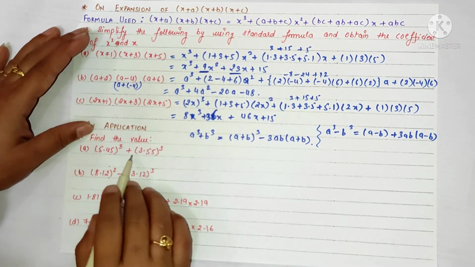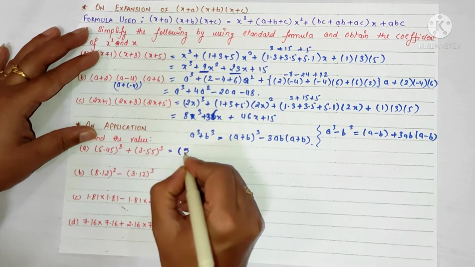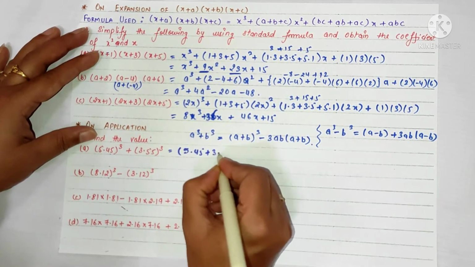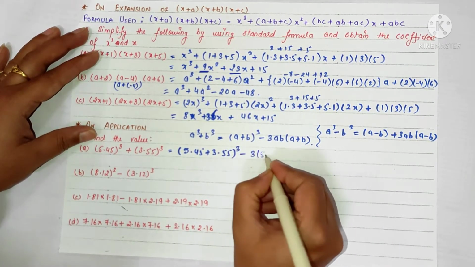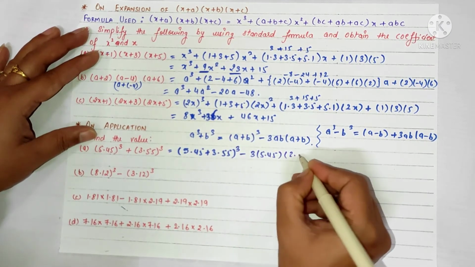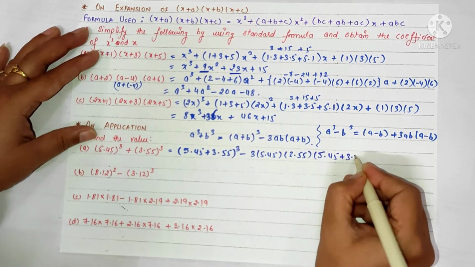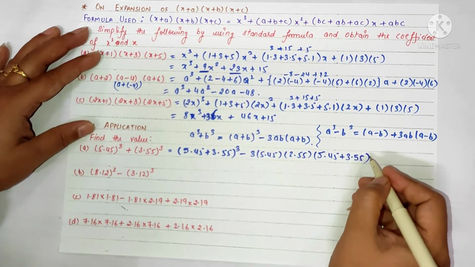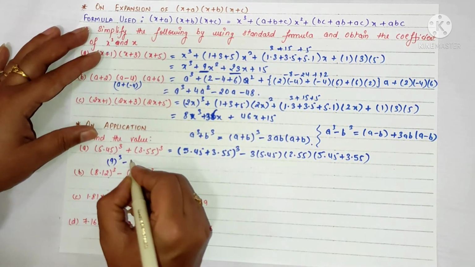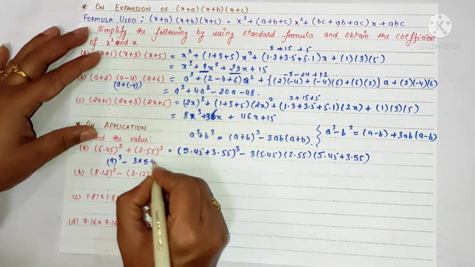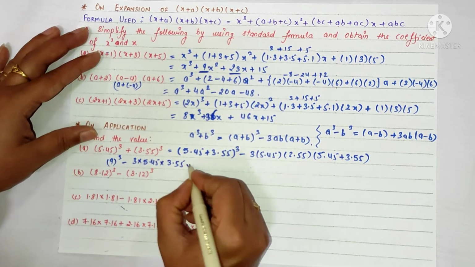So I'll split this as a cube plus b cube. So here we can write this as 5.45 plus 3.55 whole cube minus 3 into 5.45 into 3.55 into 5.45 plus 3.55. So on solving this, we'll get this as 9 cube minus 3 into 5.45 into 3.55 into 9.